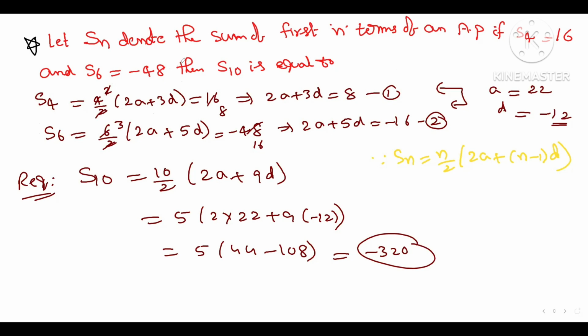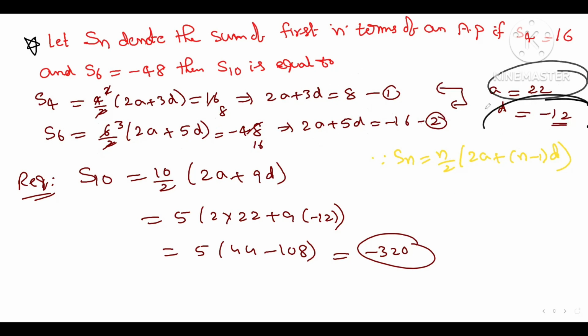Next, I am going to explain S6. What S6 value is given? Minus 48. So S6 value according to this formula, n is 6 here. So 6 by 2 into 2A plus 5D, okay, n minus 1 is 5. The 3s and 16 get cancelled. 2A plus 5D is equal to minus 16. By using the elimination method, find out the A and D values. A value 22, D value minus 12.